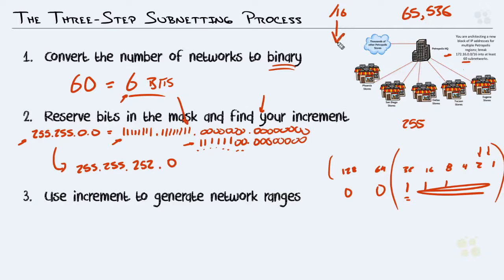Or if we were to convert that to CIDR notation, again, it's the number of ones in the subnet mask. We know a Class C is /24, and we know that we don't have 2 of them, so it would be a /22. Or you could add all those ones up, whatever the case is. Cool. That's it. We're good. We're down to step number 3. Use the increment to generate your network ranges.